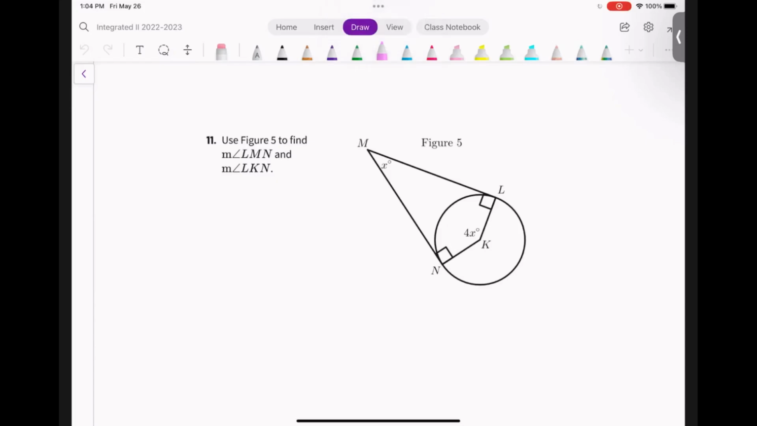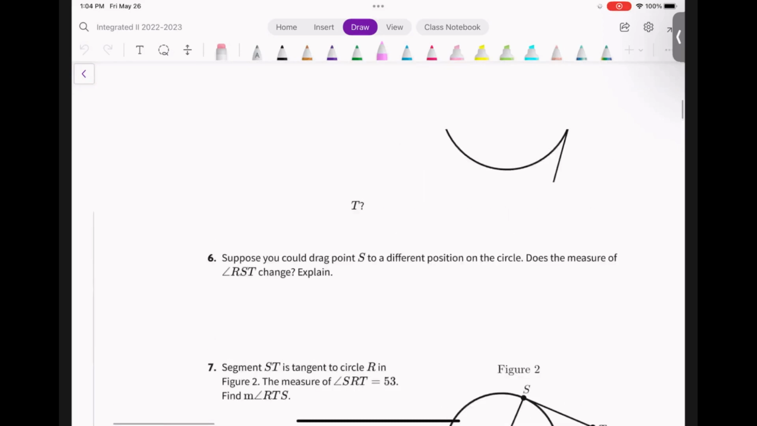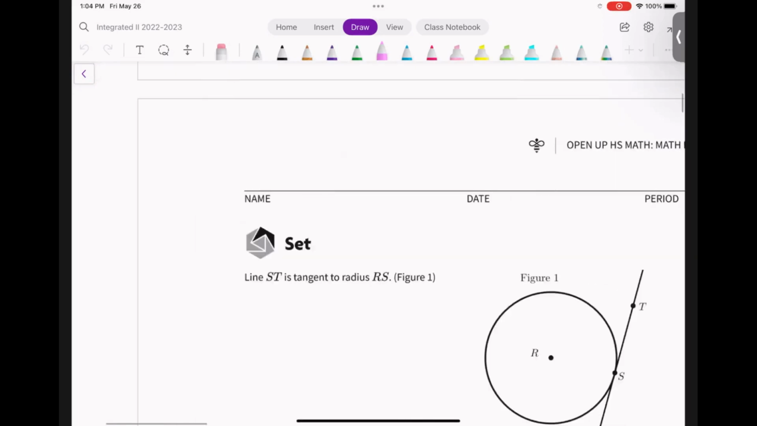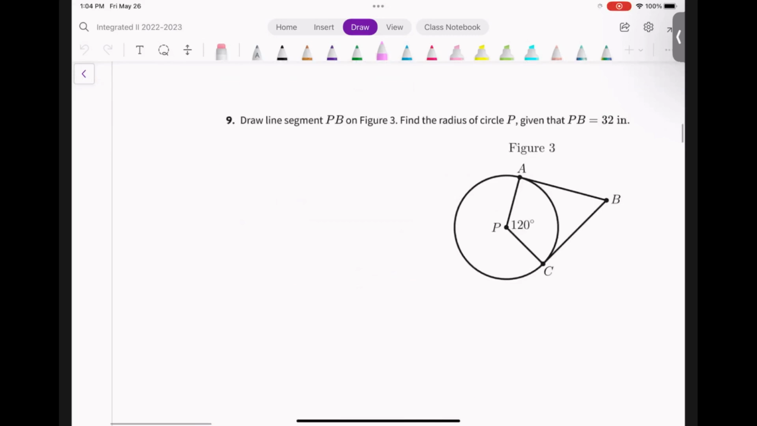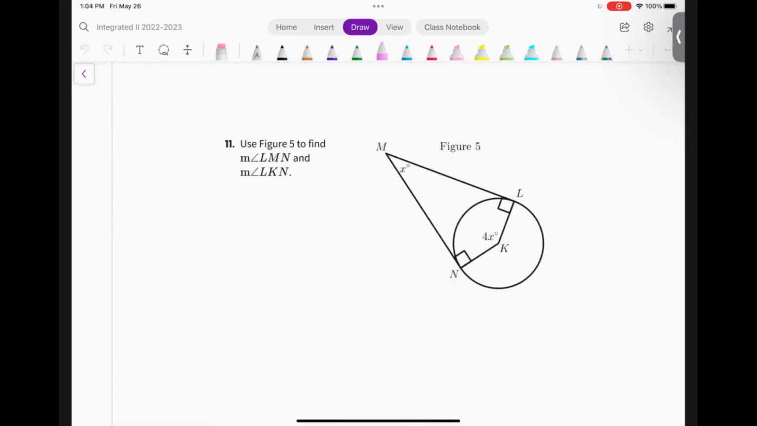Okay, so we are in 7.4, Ready, Set, Go, number 11. And the problem is, well, here's the directions. It was all the way up here. Oh no, those were the directions. My bad. So you're given this figure, looks like this, and it says find the measure of angle LMN and LKN. So they want you to find this angle and this angle, right?